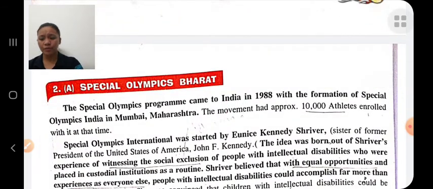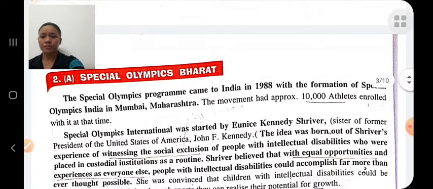Next is Special Olympics Bharat. First, it was known as the Special Olympic Program. The Special Olympic Program came to India in 1988 with the formation of Special Olympics India in Mumbai, Maharashtra, in which approximately 10,000 athletes were enrolled at that time.